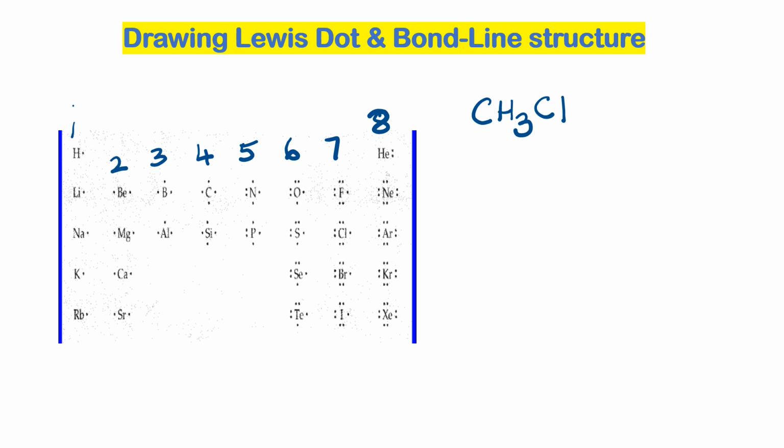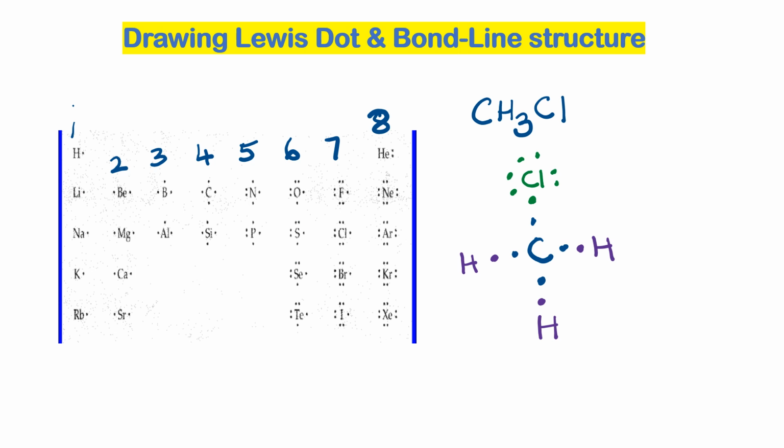So let's take an example of how to draw the Lewis dot structure of a molecule, and that can be best explained with CH3Cl. So let's take carbon. First, let's draw carbon with its valence electrons, and then let's draw the 3 hydrogens with their 1 valence electron each around the carbon. And finally, let us draw chlorine with its 7 valence electrons. And this is the Lewis dot structure of CH3Cl.